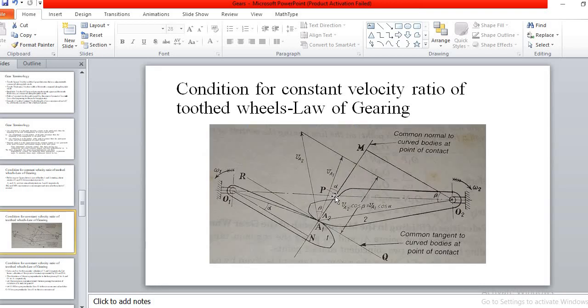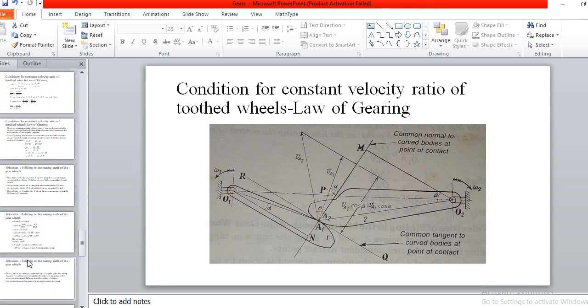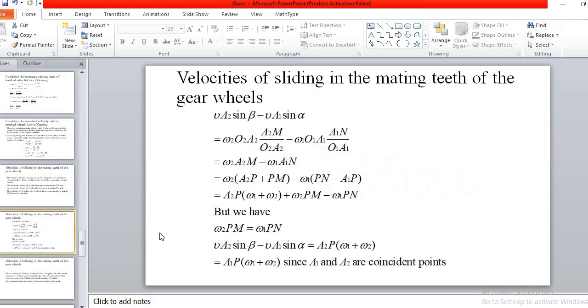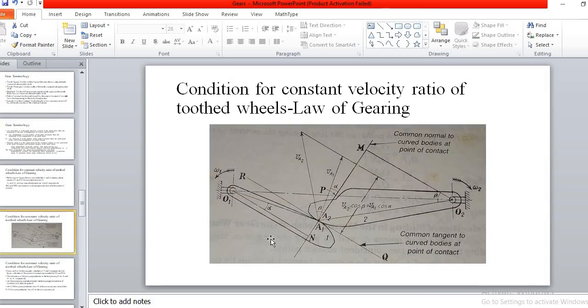We can write A2m in terms of the pitch point as A2p plus Pm. Similarly, for this A1n, we can write it as Pn minus A1p.